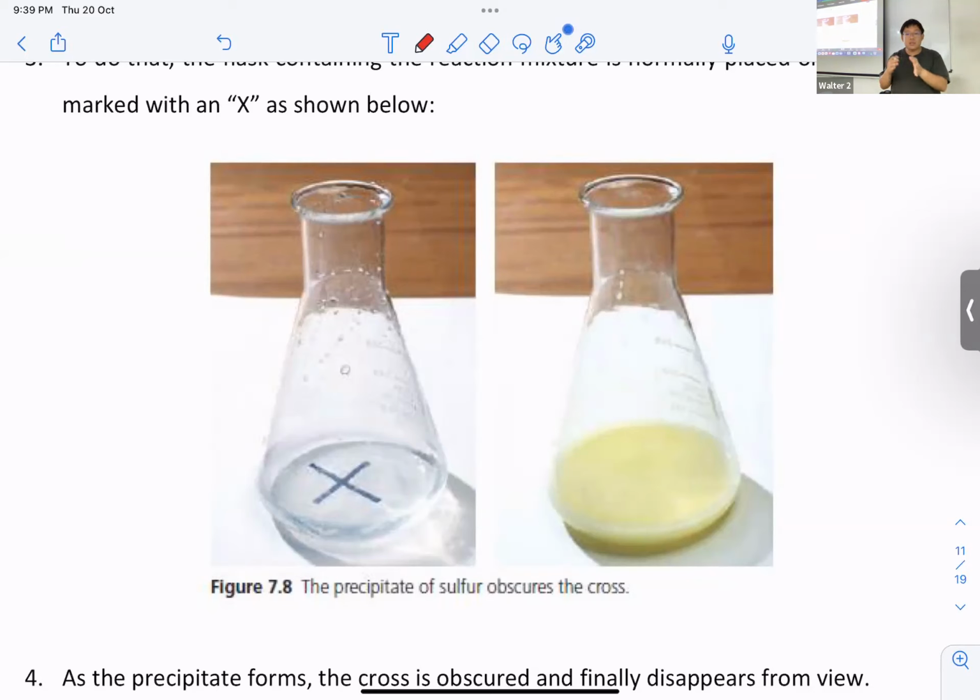So if we have a higher concentration, while keeping the acid constant, of course, if the sodium thiosulfate's solution concentration changes, the more concentrated it is, the faster the sulfur precipitate is formed. Then the lesser time taken for the X to disappear. So that means that the higher the concentration, the higher the rate of reaction.